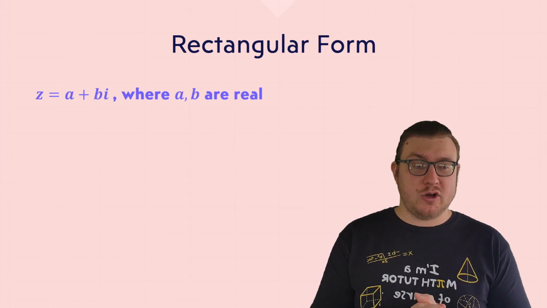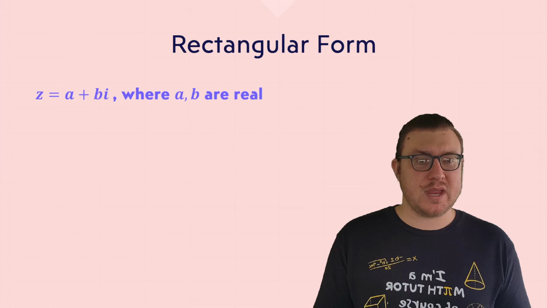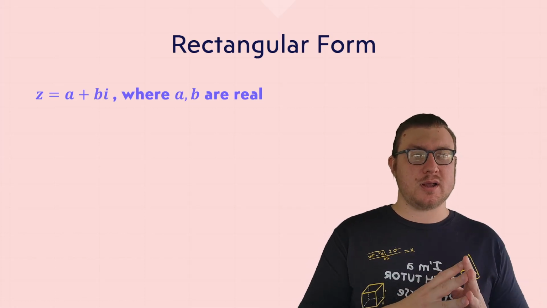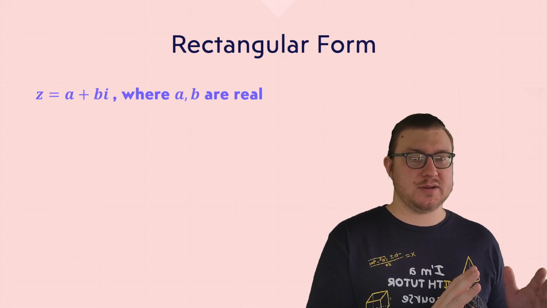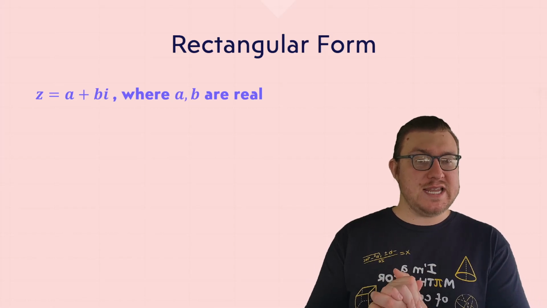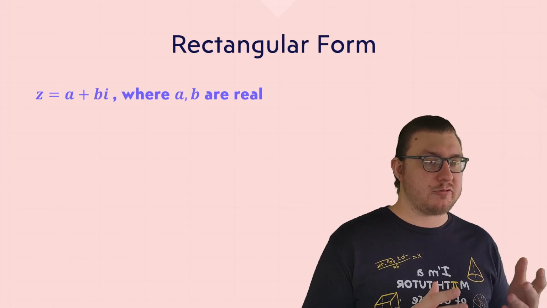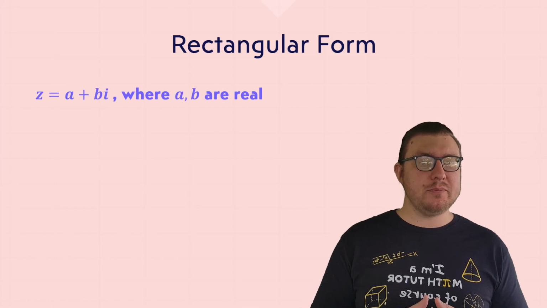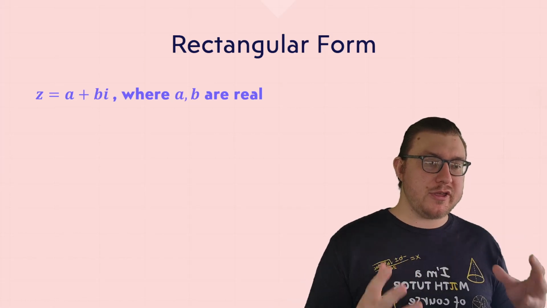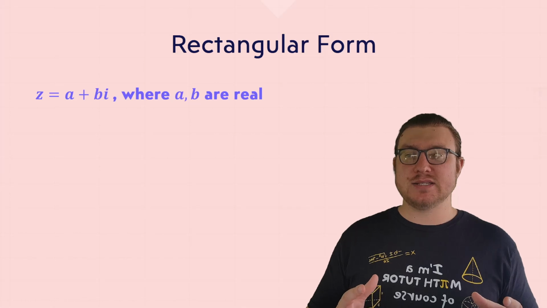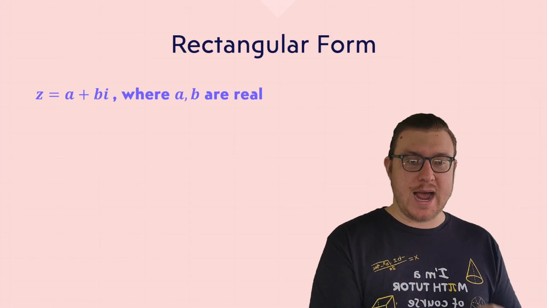You should have heard of and be somewhat familiar with rectangular form for complex numbers. A complex number always consists of two parts, the real part and the imaginary part. Here we have z, a complex number, is a plus bi, where a and b are real numbers. It's important to remember that both a and b are real numbers. The only thing that makes this a complex number is the fact that we have bi, a real number, multiplied by i.